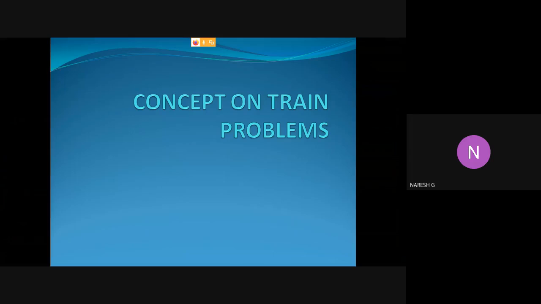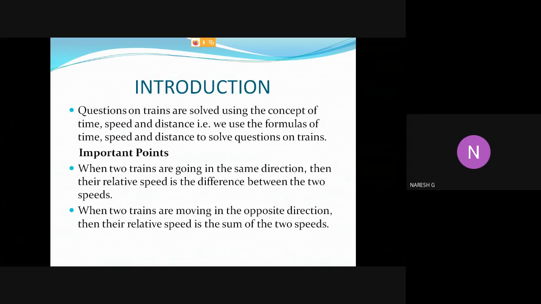Today we will see the concept on train problems. In the previous class, we saw the concept of time and distance and relative speed. By using the time, speed and distance concept and the relative speed concept, we will solve problems on trains.